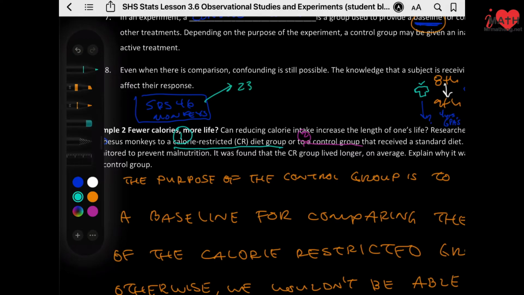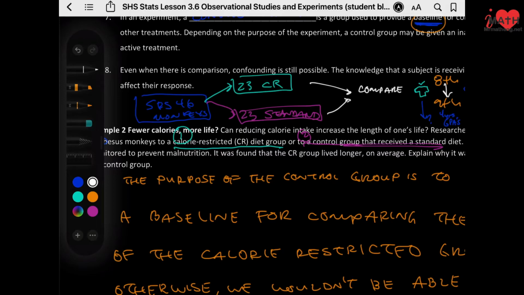23 of these monkeys are going to be in the calorie-restricted diet group. And 23 of these monkeys are going to have the standard diet. Call it standard. And then we're going to observe their lives, and then we're going to compare results at the end. This is experimental design. You randomize it, you apply the treatment, and then you compare results. All right.